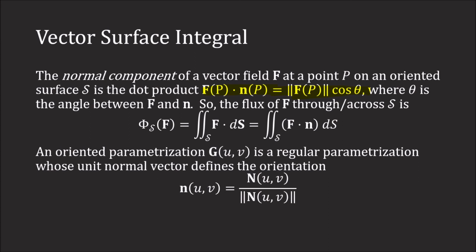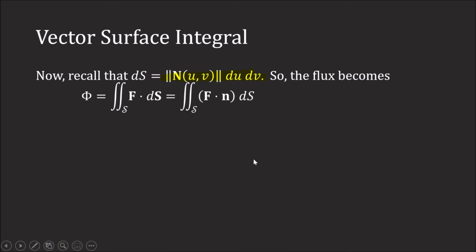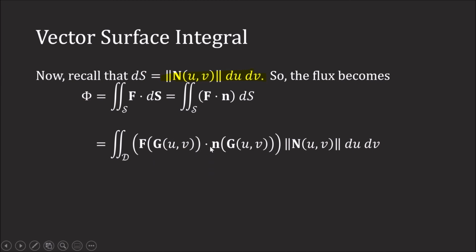An oriented parametrization is a regular parametrization whose unit normal vector is this term right here. So this is a unit normal, right? That is, of course, why up here we had the norm of this being 1. Now recall that dS was this bad boy right here. So the flux now becomes F of G dotted with n of G times the norm of N du dv. And of course that double integral is over the domain of the parametrization.